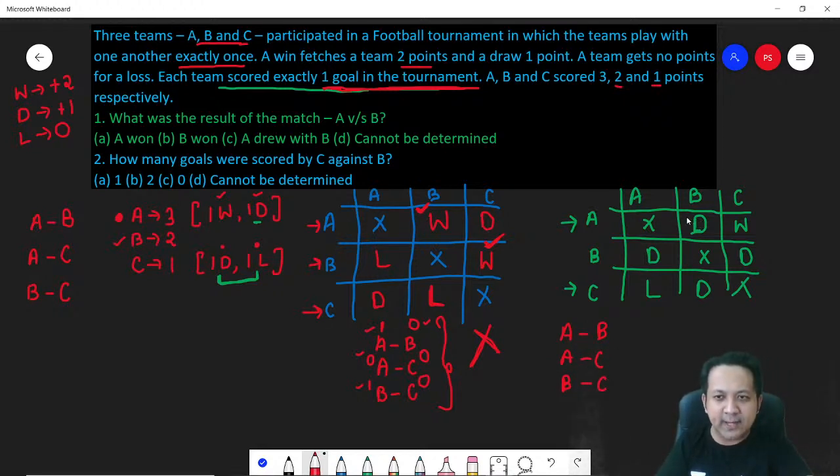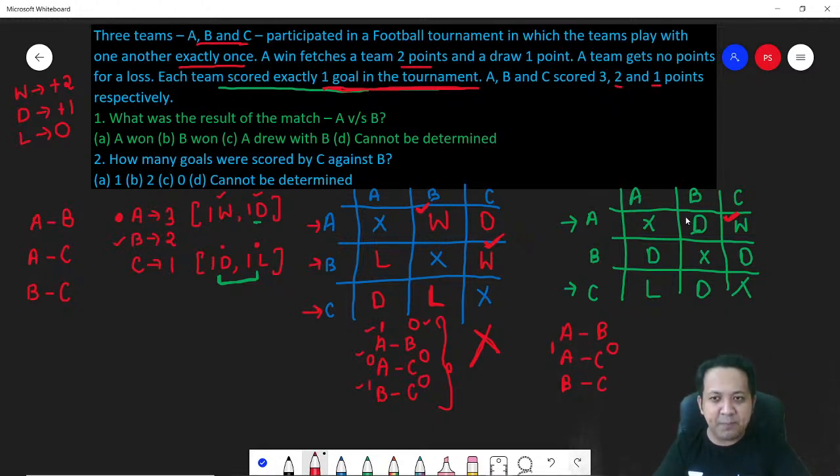In the match between A and C, A wins. And remember, every team scores 1 goal in the tournament. So in the match between A and C, A is winning. A must have scored that winning goal, and C is losing. It must be at 0.